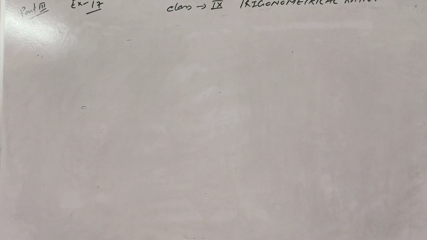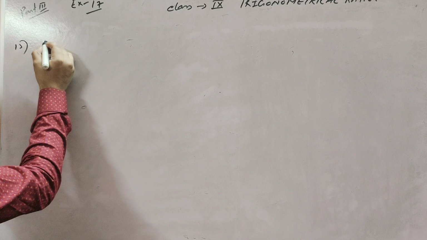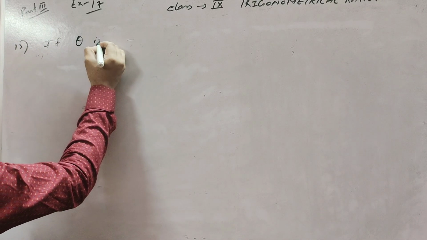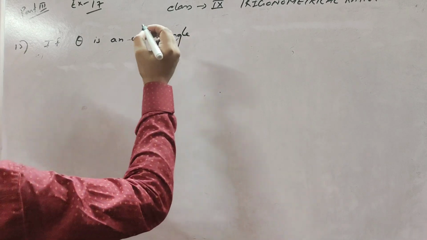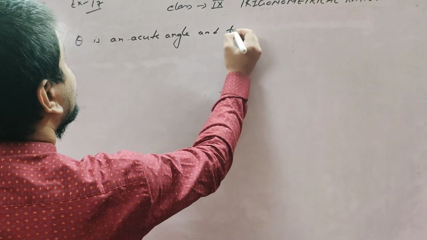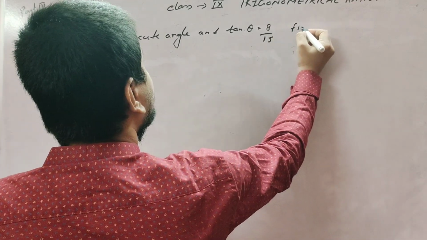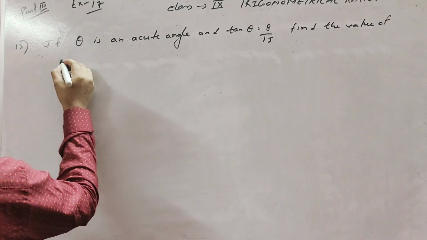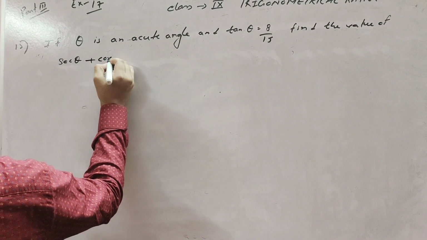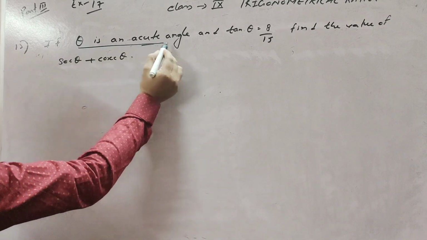Okay, and today we start from question number 15. In question number 15 you see, if theta is an acute angle and tan theta equals 8 by 15, find the value of sec theta plus cosec theta. Okay, so you see theta is an acute angle, that means less than 90.